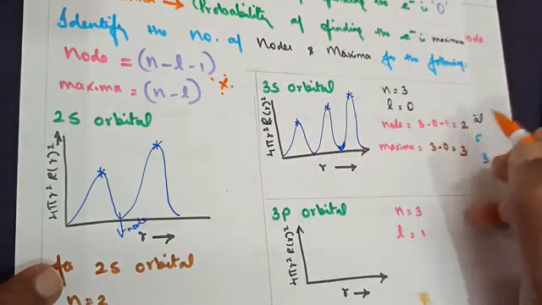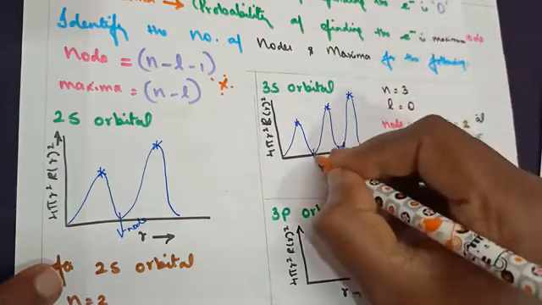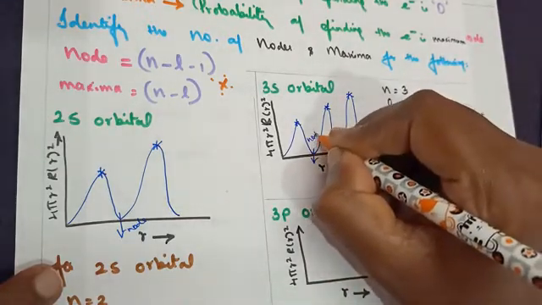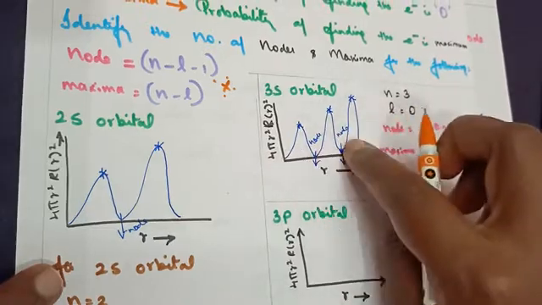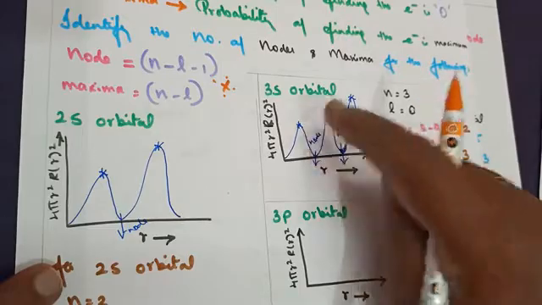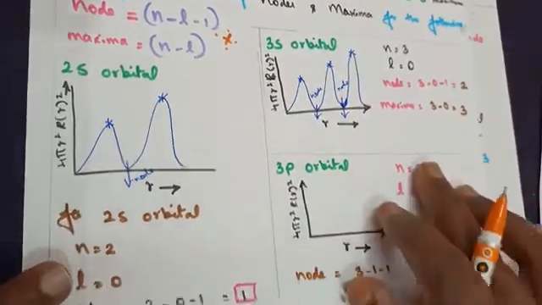So you've got 3 maxima, meaning the probability of finding the electron in 3s orbital is maximum at 3 places. And how many nodes? Probability of not finding the electron: this is one node here and this is one node here. These are the two chances of not finding the electron, and 3 chances of finding the electron is maximum here.